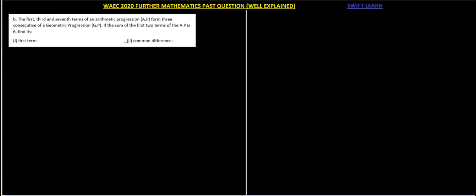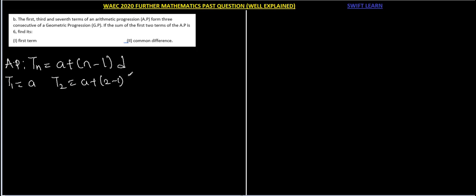First, we start with the formula for AP: T of n, that's the number of terms, equals A plus n minus 1 of D. So my first term is always equal to A. My second term will be A plus 2 minus 1 of D. That will be A plus D. My seventh term will be A plus 7 minus 1 of D. That's A plus what? 6D.